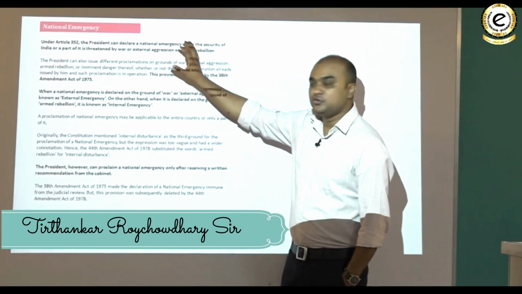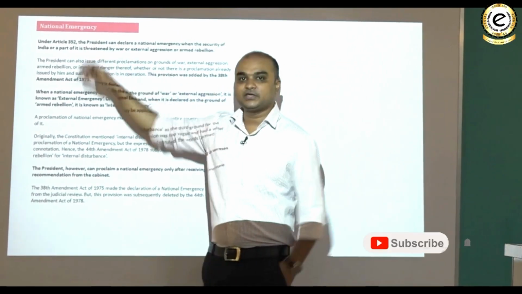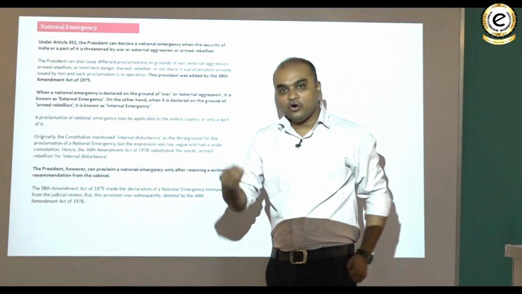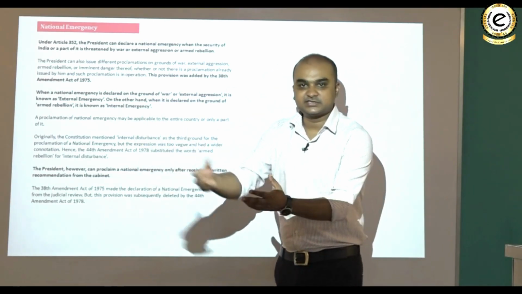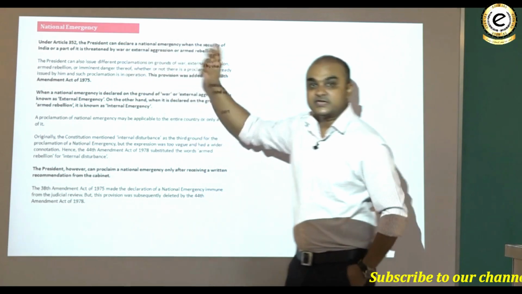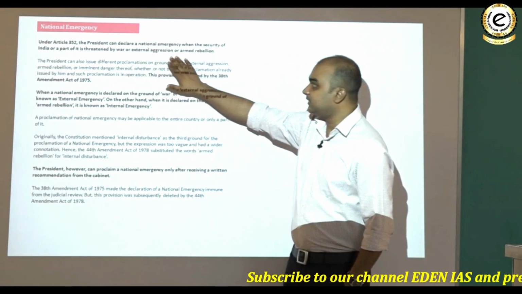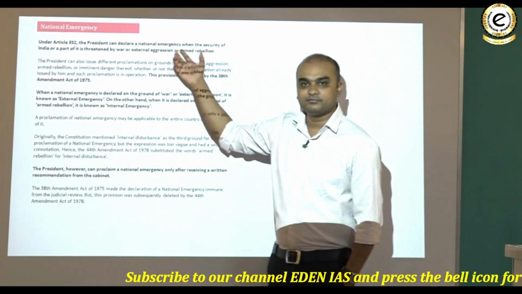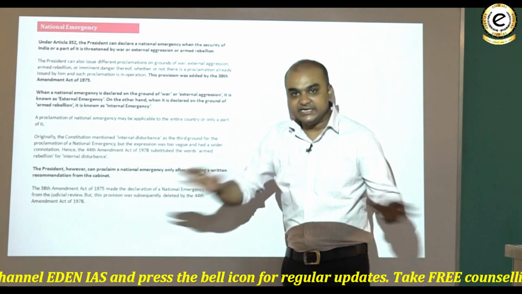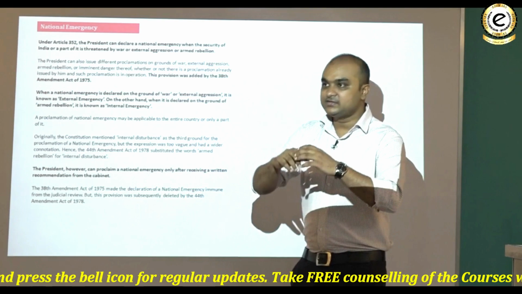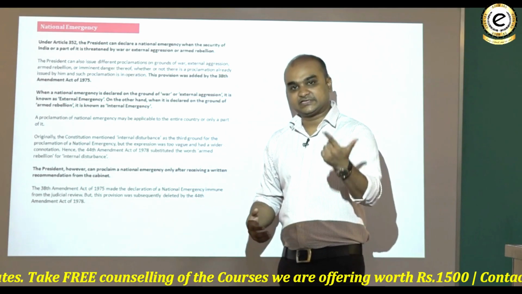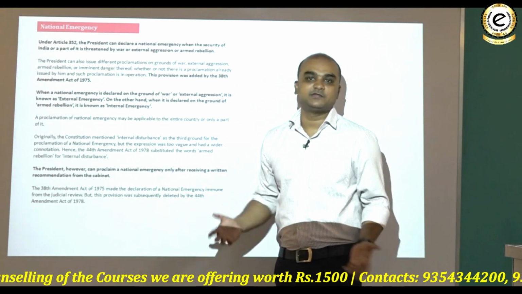And when can he do so? When the security of India, which means the security of entire India, external or internal, or a part of India, say a particular state or a part of a state, a district or anything, is threatened by what? By 3 things: war, or external aggression, or armed rebellion, or any of them. It means that a national emergency can be proclaimed by the president at any time whenever he is satisfied that the security of India or a part of it is threatened by war or external aggression or armed rebellion, or all of them. Do you understand this?